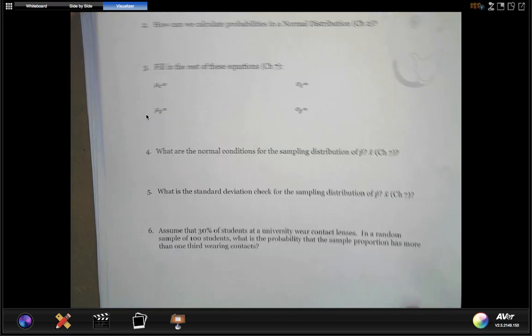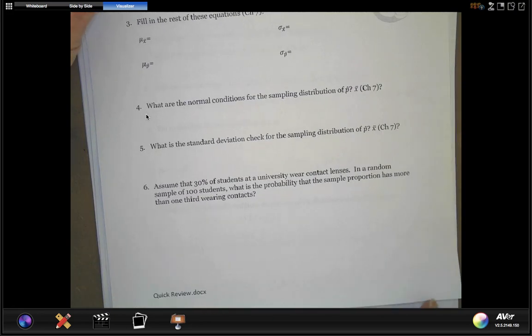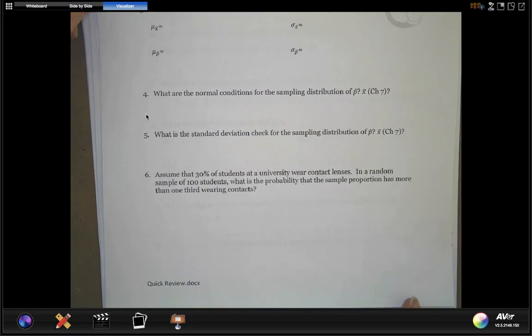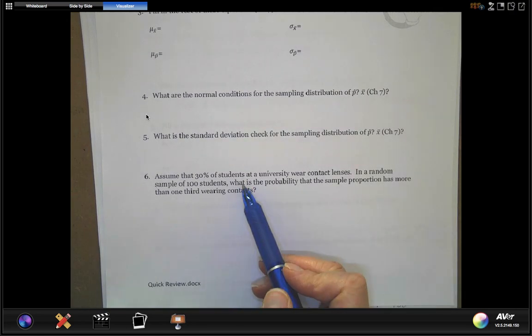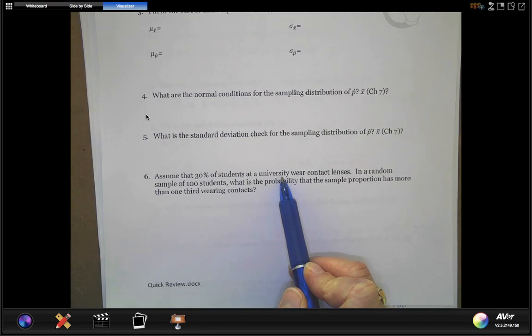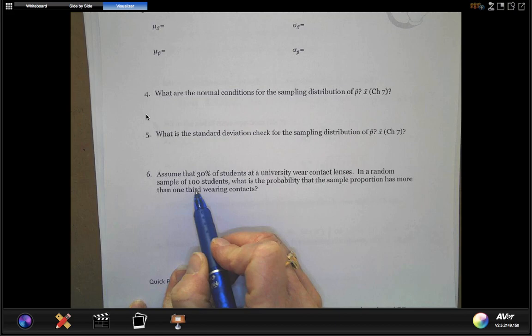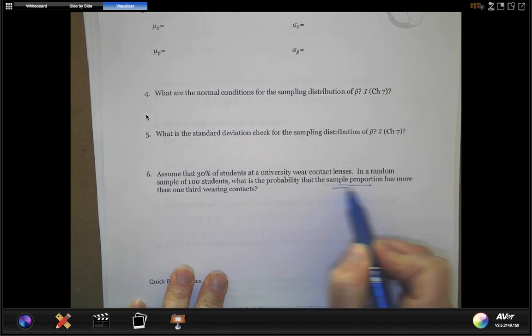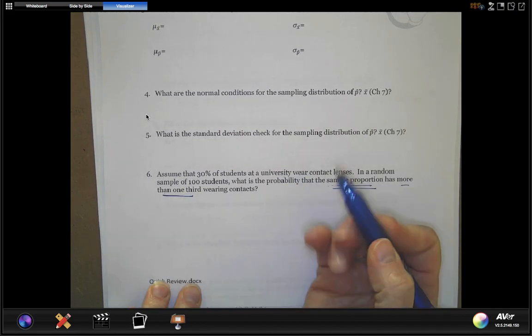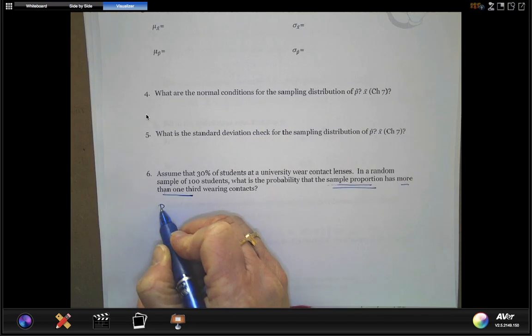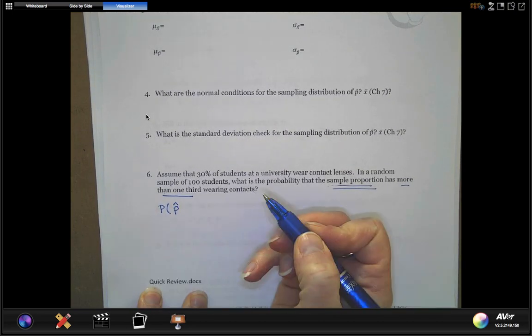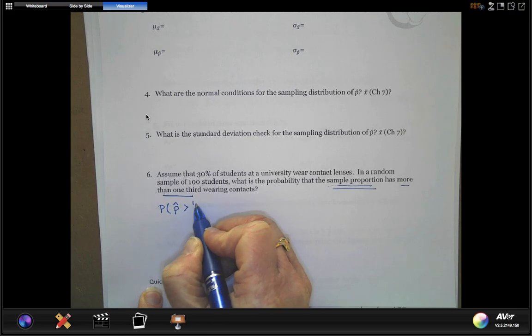All right, I'm going to get a blank page here. We're going to look at this problem down here together. So it said, assume that 30% of students at a university wear contact lenses. In a random sample of 100 students, what's the probability that the sample proportion has more than 1/3 wearing contacts? So you want to find the probability that that sample, that p hat, is greater than 1/3.